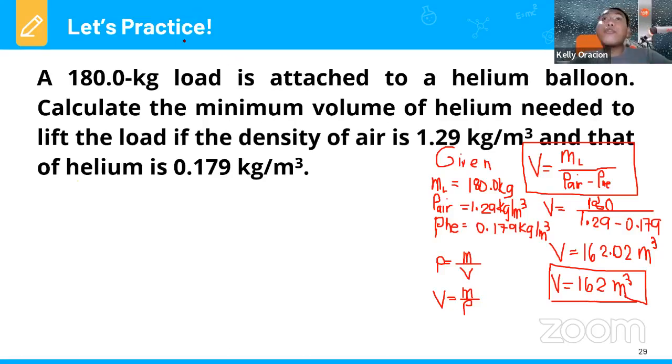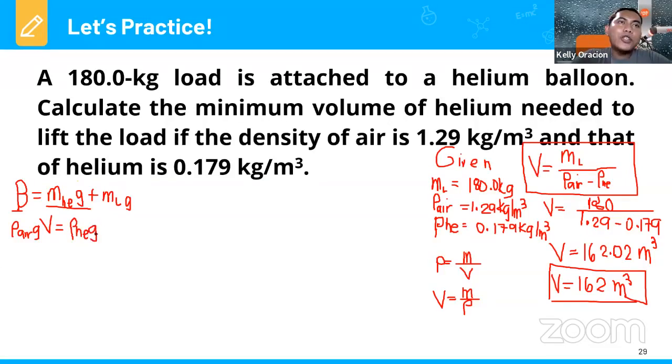There are two things you need to consider. The formula of buoyancy is the mass of the helium times acceleration due to gravity plus the mass of the load times acceleration due to gravity. And the buoyancy here is the same as the density of the air times acceleration due to gravity times volume, which is equal to the mass of the helium times acceleration due to gravity, and it can be transformed into the density of the helium times acceleration due to gravity times volume.